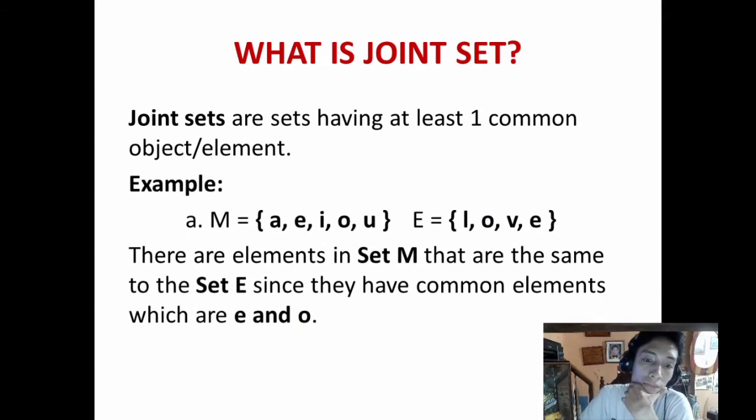Example: set A is A, E, O, U, M, and set E is L, O, V, E, love. There is an element, M and E, which are common.